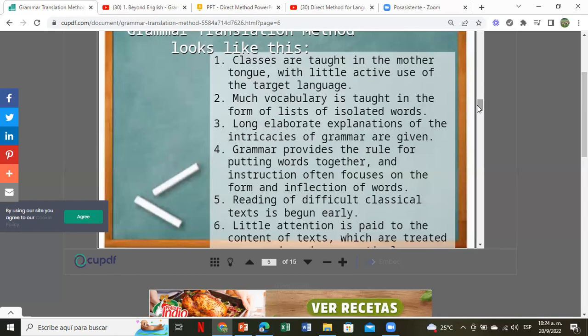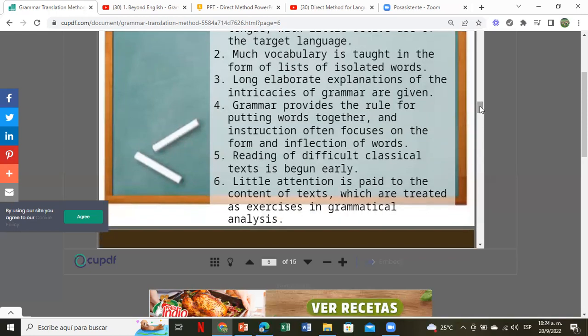Number 4, Miss Noyola, grammar. Okay. Grammar provides the rule for putting words together, and instruction often focuses on the form and inflection of words. All right, grammar provides a rule for putting words together. Number 5, let's see, Mr. Portillo.